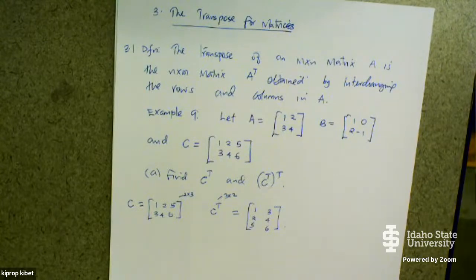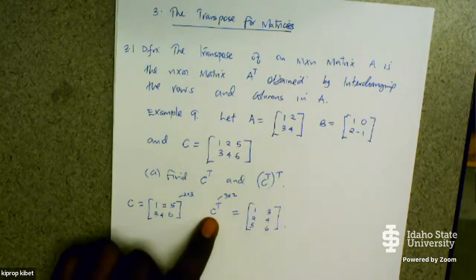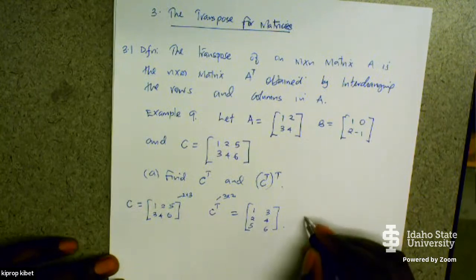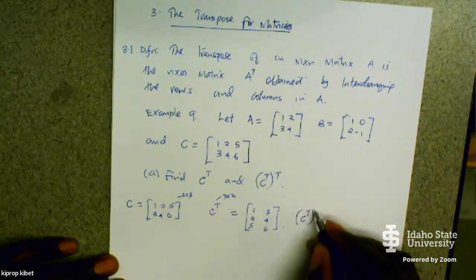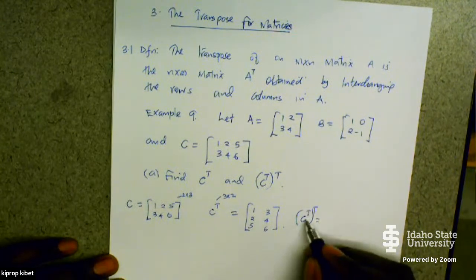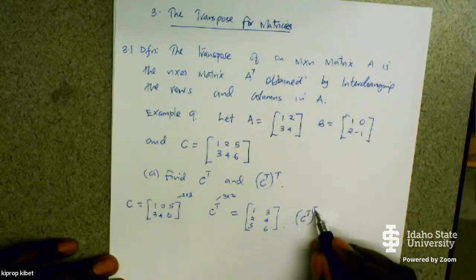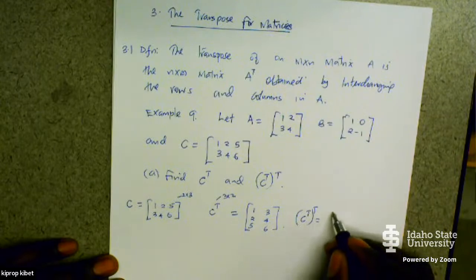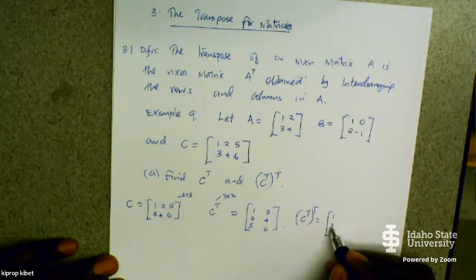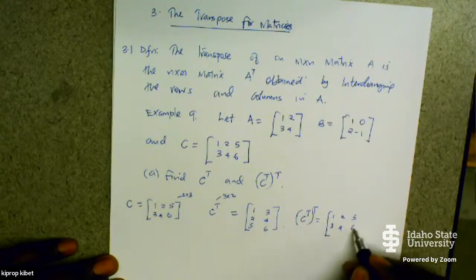Now, what about when you transpose this again? So the C transpose transpose. If this is 3 by 2, then it will now come back to 2 by 3. So you just interchange the rows and the columns. So it will now be [[1, 2, 5], [3, 4, 6]].